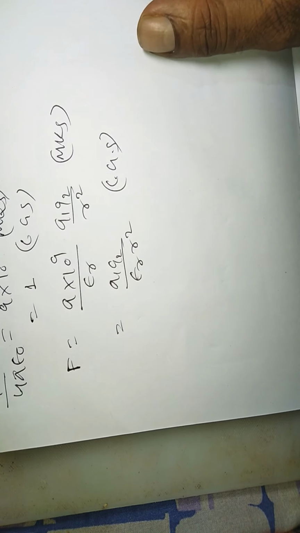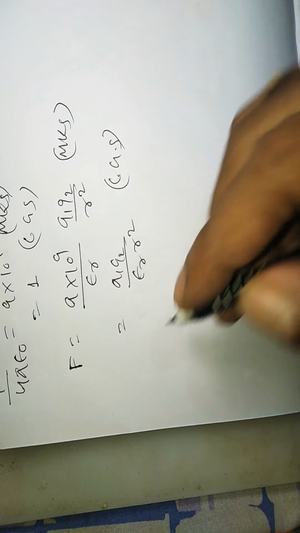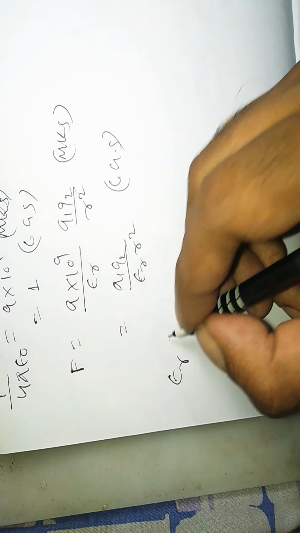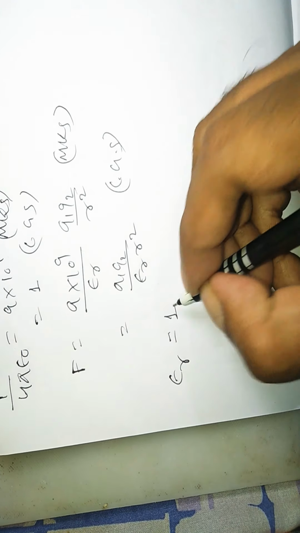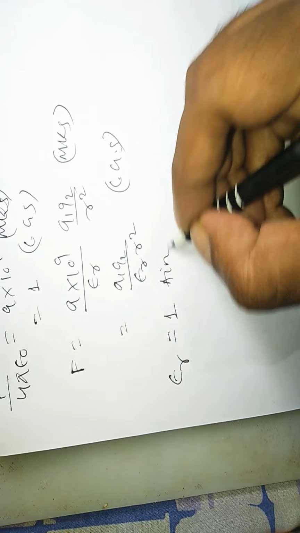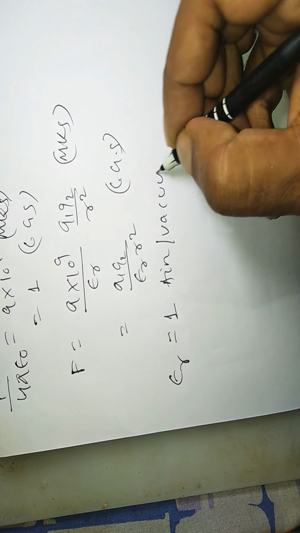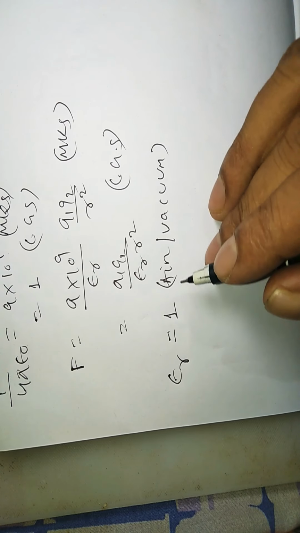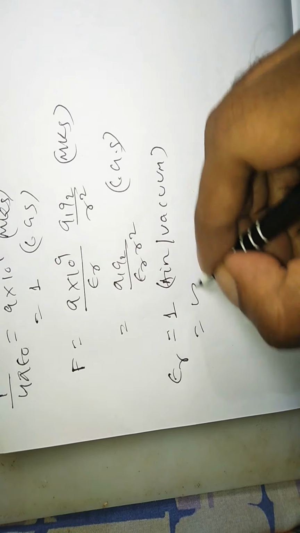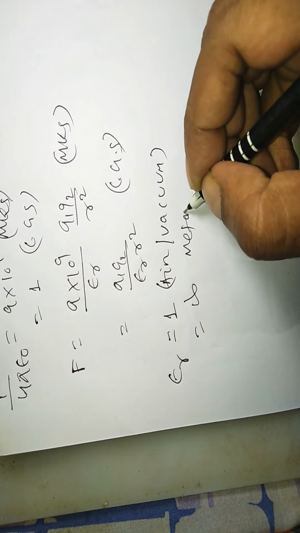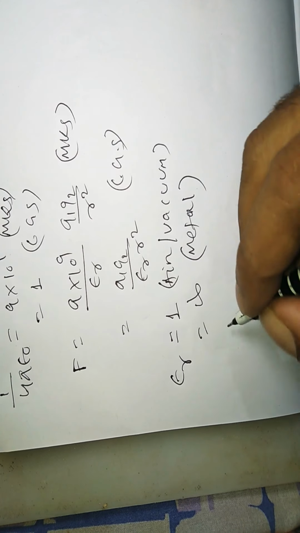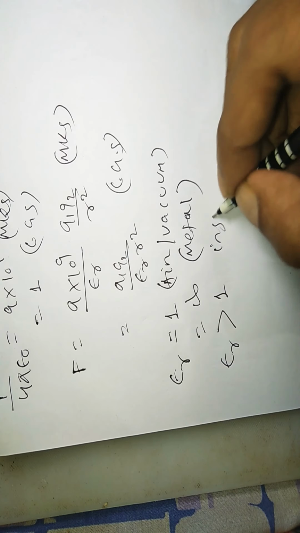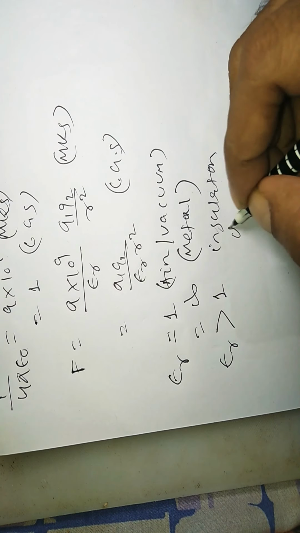Now the most important thing is the value of epsilon r. The value of epsilon r is 1 for air or vacuum. Note that it is a pure constant. It has no unit and no dimensions. It is infinite, the maximum, for any metal. And for dielectrics, all the insulators, it is greater than 1.